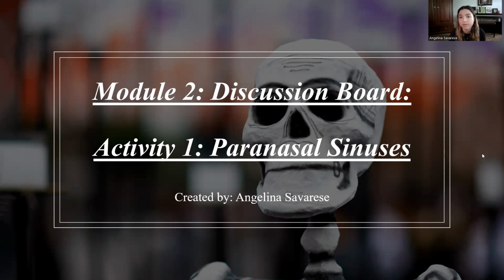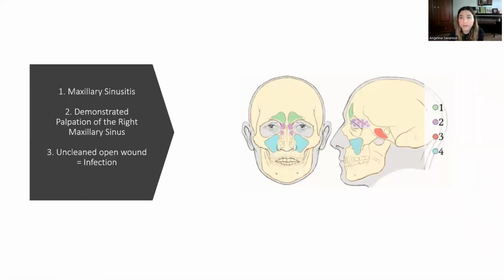The paranasal sinuses. There are 4 paranasal sinuses. They include the frontal, which is labeled as 1 on the image to the right, the ethmoid, which is labeled as number 2, the sphenoid, which is labeled as number 3, and the maxillary, which is labeled as number 4. These sinuses are hollow portions of bone that surround the nasal cavity, and they function to amplify the sounds that we speak and to make the skull lighter.